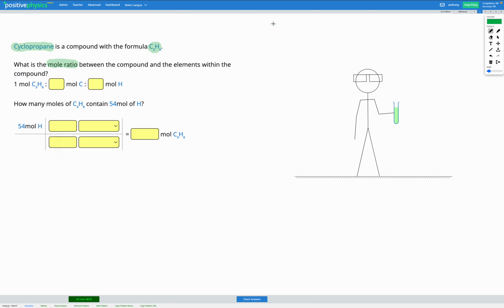In this question, we're told that cyclopropane is a compound with the formula C3H6. We're asked about the mole ratio between the compound and the elements within the compound.